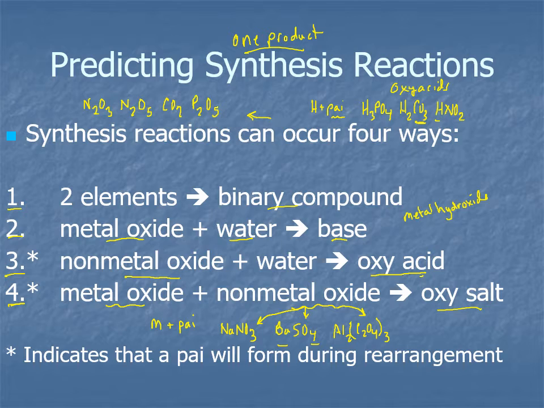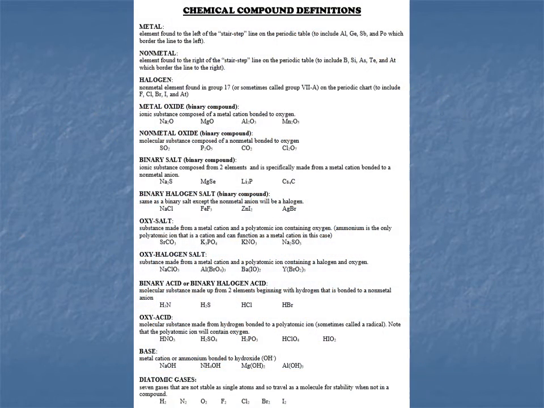So the star up here on number 3 and number 4 examples indicates that a polyatomic ion will form during the rearrangement of the nonmetal oxide. And that happens for oxyacids and oxysalts. Okay, so honestly though, metal oxides, metal hydroxides, oxyacids, oxysalts, how would I know all of this? Well, here's how you would know it. Here's how you can know it.